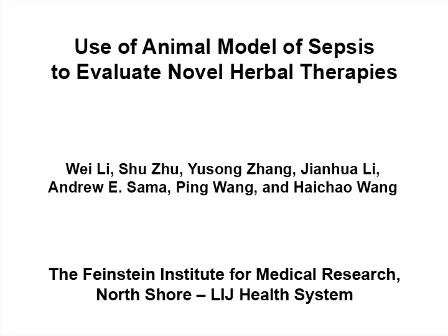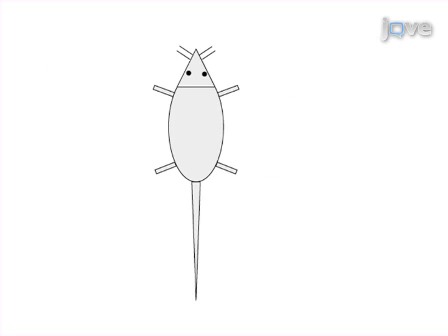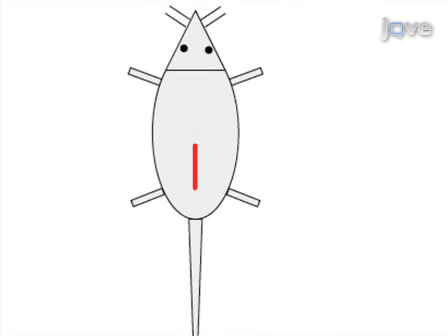The overall goal of this procedure is to produce a mouse model of sepsis by a surgical procedure called cecal ligation and puncture, or CLP. This is accomplished by first making a 1.5 to 2 cm midline incision on the abdomen of a mouse. Next, the cecum is exposed and ligated. Then, the cecum is punctured to induce bacterial translocation. Finally, the incision is closed.